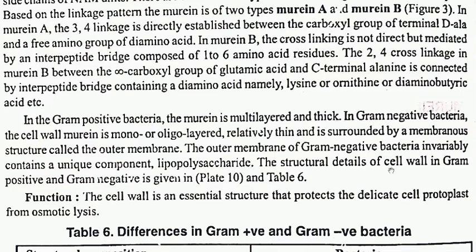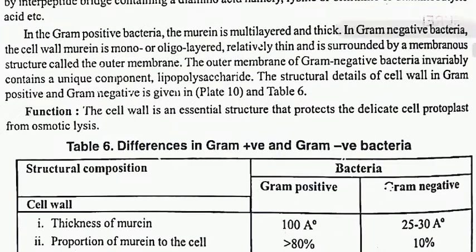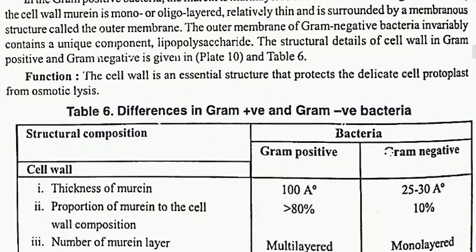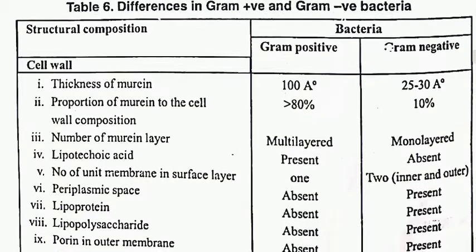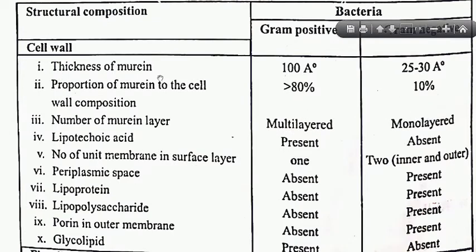The structural details of the cell wall in gram positive and gram negative are given in plate 10, which I have already discussed, and now you can see table 6. Here you can see the differences. What are the differences between gram positive and gram negative? The thickness of murein in gram positive is 100 Angstrom, and in gram negative it is 25 to 30 Angstrom. The proportion of murein in the cell wall composition is more than 80% in gram positive, and here it is 10%. The number of murein layers is multi-layered in gram positive, and monolayered in gram negative.